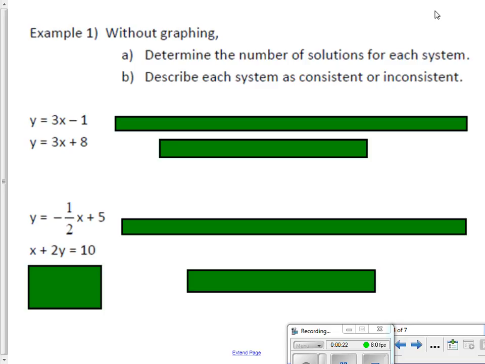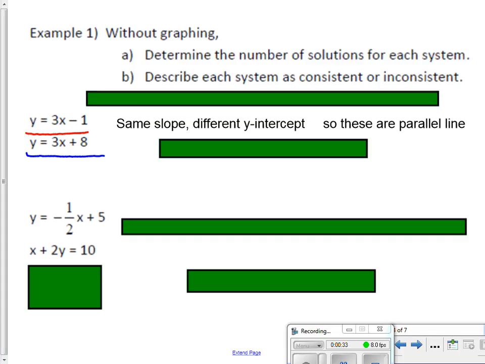Now, if we look at our two equations, we have y equals 3x minus 1, and we have y equals 3x plus 8. Now, in both cases there, we have the same slope, but a different y-intercept. We have 3 as our slope. One of them we have -1 as a y-intercept. One of them we have +8 as a y-intercept. So these ones are going to be parallel lines.